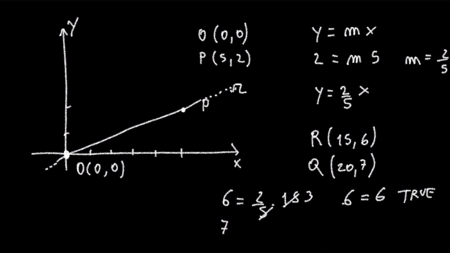In the second case, we find that 7 equals 8, which is false, and therefore the second point Q doesn't lie on R.